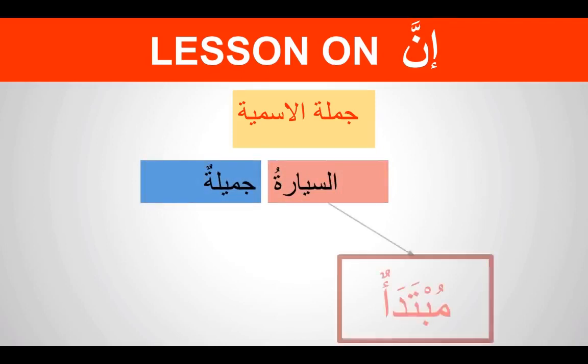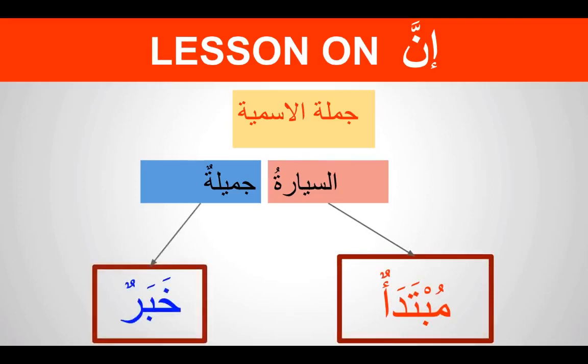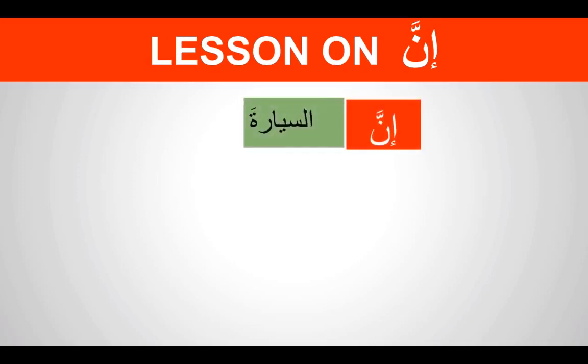Here as-sayyaratu is a mubtada, which you are very well aware of, and jamilatun is a khabar, one word, which is marfu. In jumlatul ismiya, mubtada is always marfu, it will have damma, and khabar, if it is one word, will also have damma. So this is the normal sequence of jumlatul ismiya, where you have mubtada and khabar. So what happens when inna comes and attaches to jumlatul ismiya? Just see here what happens.